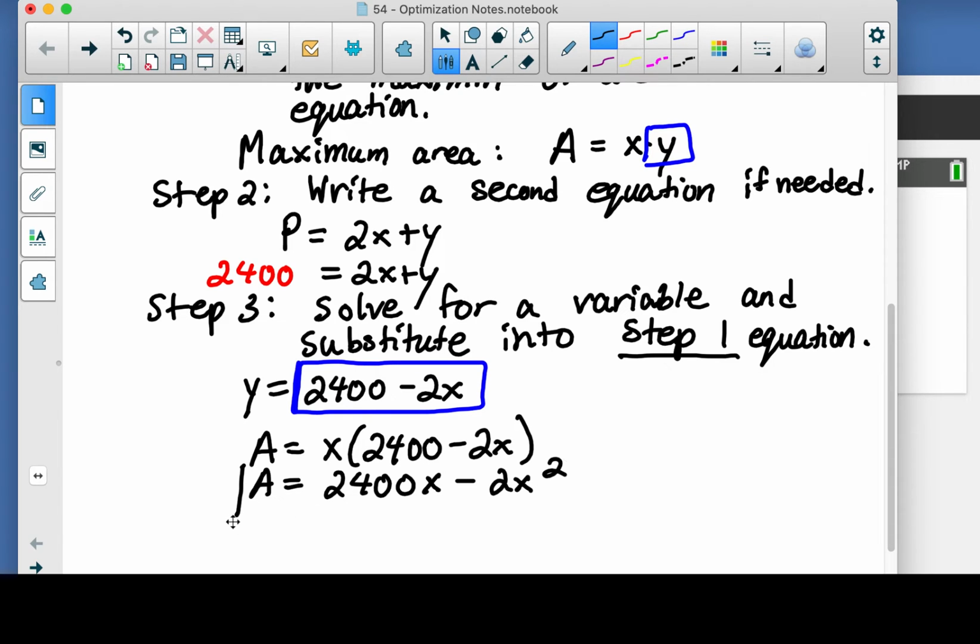We have two variables, A and x, so we should be able to take the derivative. Remember, taking the derivative helps us find our maximum or minimum points. In this case, we're maximizing, so it will help us with finding the maximum.